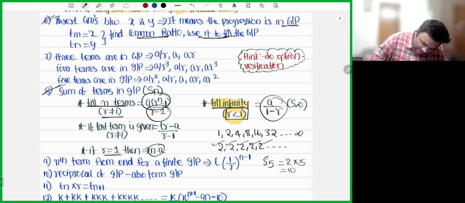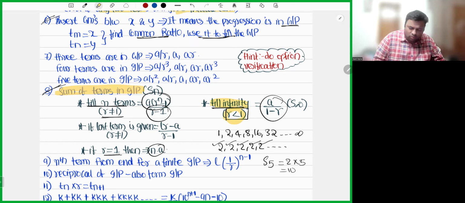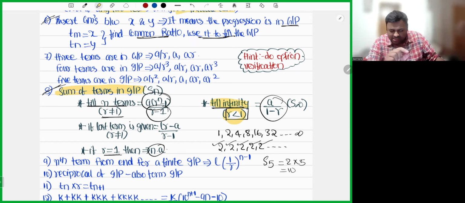So how will you calculate the sum of terms in geometric progression? First, observe what he is asking. Is he asking the sum till n terms or the sum till infinity? If it is the sum till n terms, it will be a into r power n minus 1 divided by r minus 1. If it is the sum till infinity, a divided by 1 minus r. These are the two things we need to focus on.